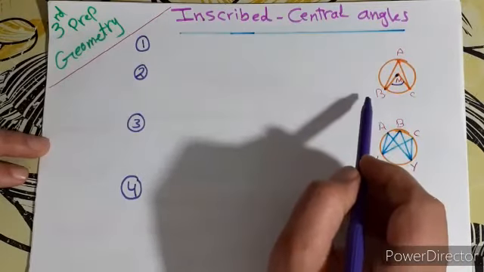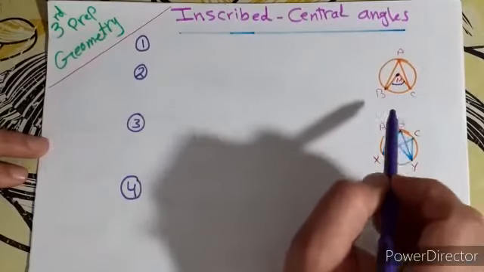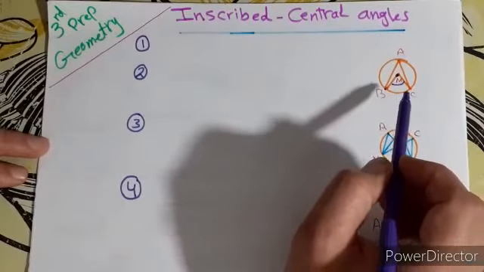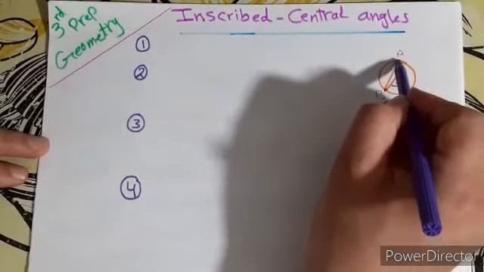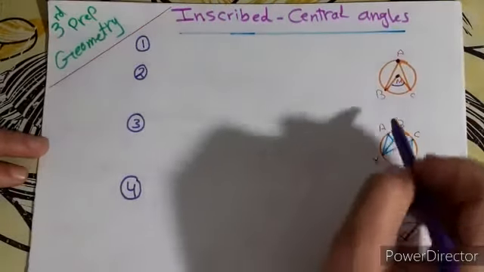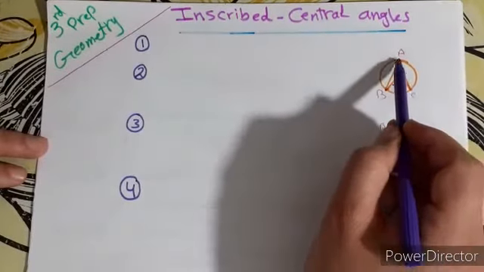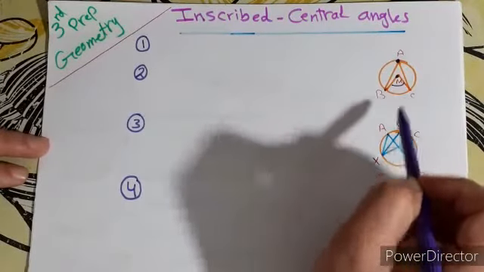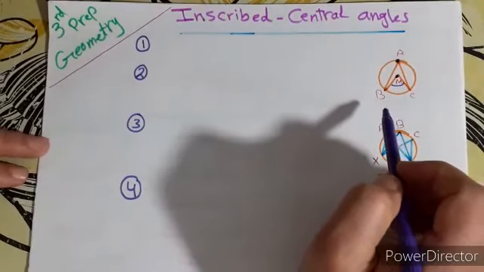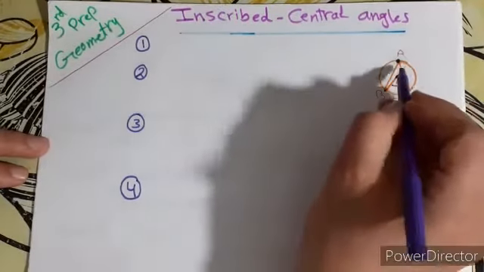What is the inscribed angle? An inscribed angle is an angle whose vertex lies on the circle and whose two sides are two chords in the circle, such as angle BAC.